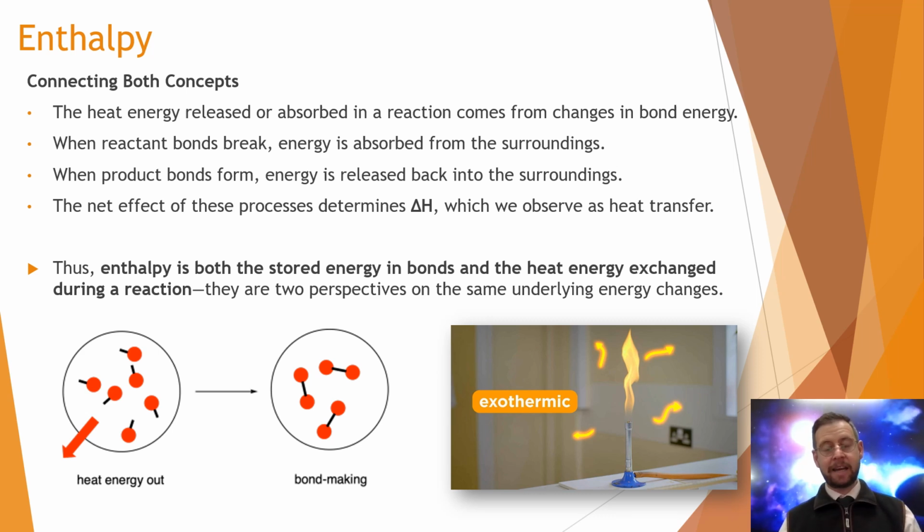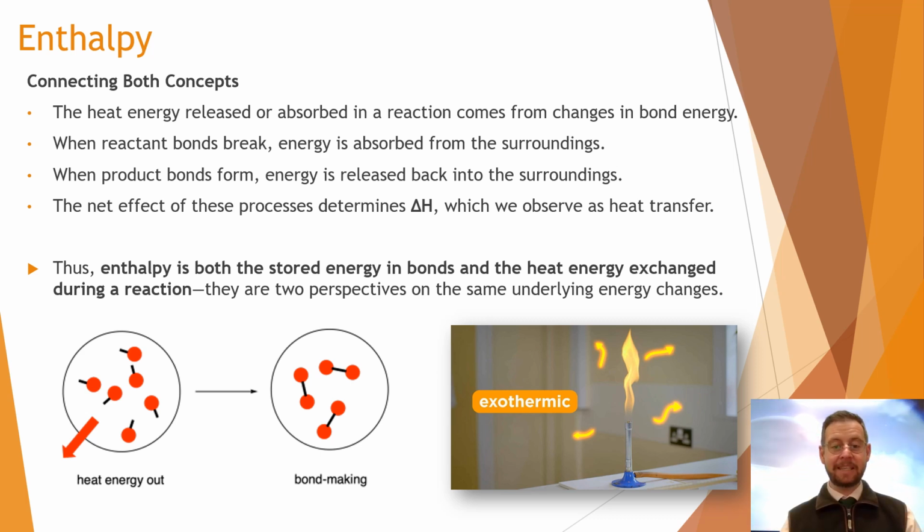And what the atoms do with that energy is they move further apart from each other, and in doing so, they break the bond. Now, if they were to come back together, that snapping together of the bond has got to release some energy, and that would also be in the form of a heat transfer, in this case coming out in the form of an exothermic reaction. And you can see on that diagram there, the individual atoms are snapping together and some heat energy is coming out. So enthalpy is both the stored energy of the bond and the heat energy exchanged during the reaction.